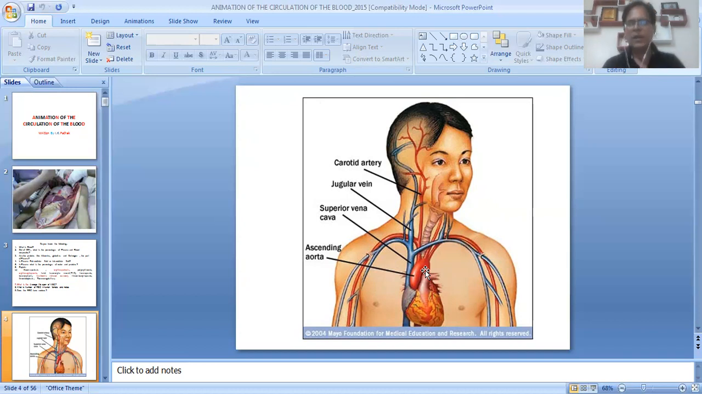Now, this is the superior vena cava, my dear friends. And now the ascending aorta, I told you obviously. Carotid is the carotid artery, I will explain. Jugular vein, I will explain. Superior vena cava, I will explain all this.